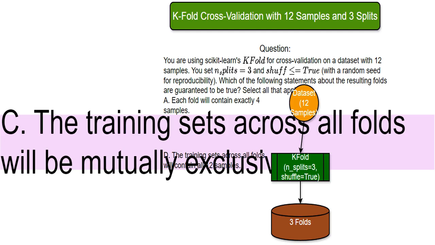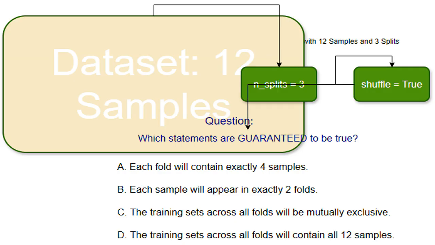This is incorrect. Because of the principle of repeated use of samples in different training sets, the training sets will overlap, meaning some samples will be present in multiple training sets. We have 12 data points to work with.